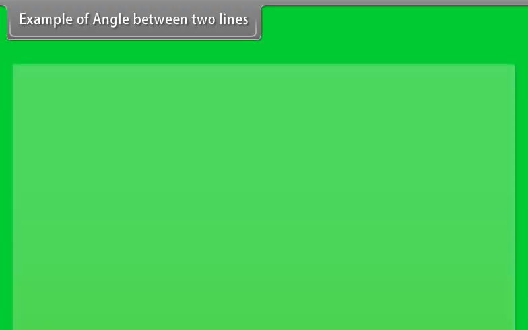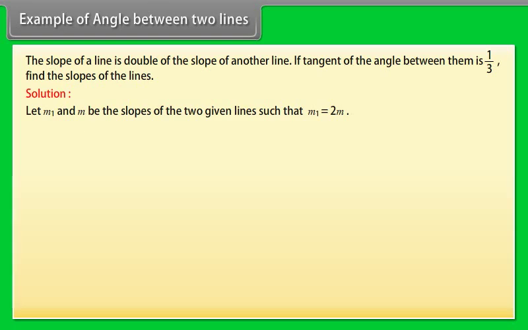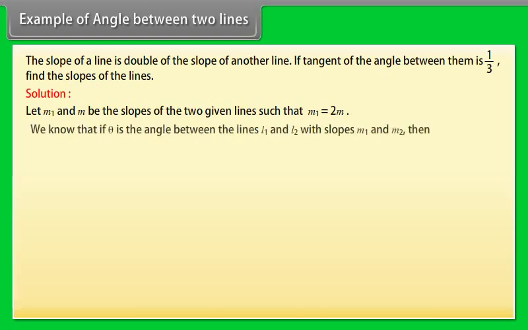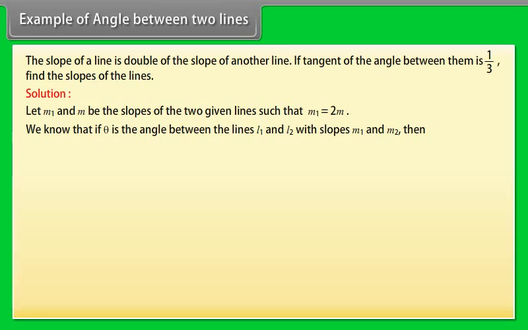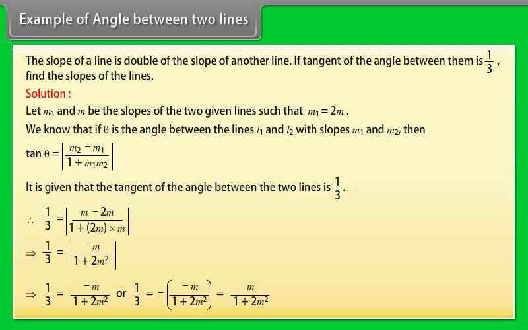Example of angle between two lines. The slope of a line is double the slope of another line. If the tangent of the angle between them is 1/3, find the slopes of the lines. Solution. Let m1 and m be the slopes of the two given lines such that m1 = 2m. We know that if theta is the angle between the lines L1 and L2 with slopes m1 and m2, then tan theta = |(m2 - m1)/(1 + m1 m2)|. It is given that the tangent of the angle between the two lines is 1/3. Therefore, 1/3 = |(m - 2m)/(1 + 2m·m)|. On solving, we get |m/(1 + 2m²)|.